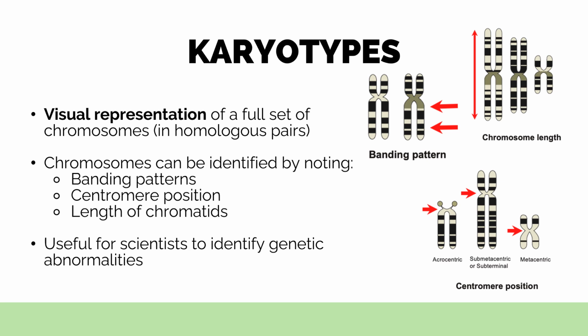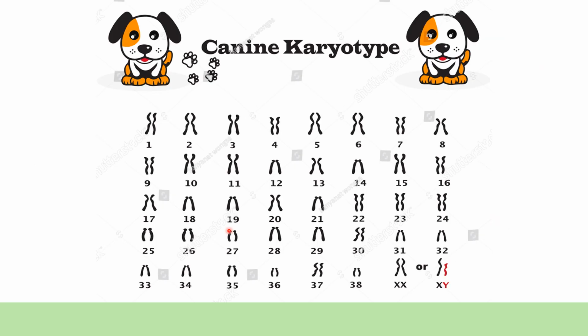This is really useful for scientists to identify genetic abnormalities if there's anything abnormal about these three things in a karyotype. A lot of the karyotypes we've looked at have been human karyotypes, but we can create a karyotype for any eukaryotic organism.